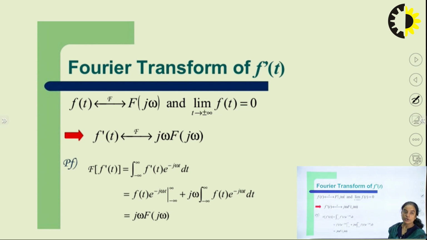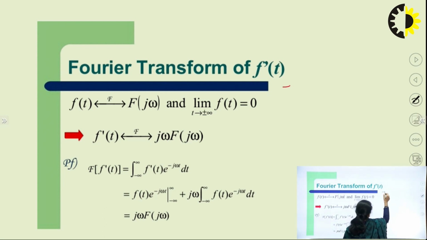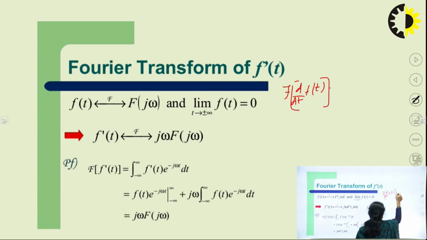Okay, so next is the Fourier transform of f dash t, that means d by dt of f(t). The Fourier transform of f(t) is F of j omega. Then what will be the Fourier transform of d by dt of f(t)? Here we should remember that the Fourier transform of d by dt of f(t) will be j omega into F of j omega, if the Fourier transform of f(t) is F of j omega. So this is the proof.